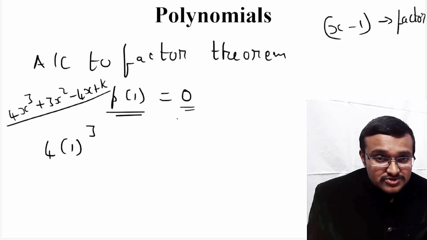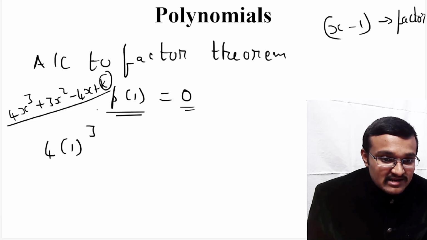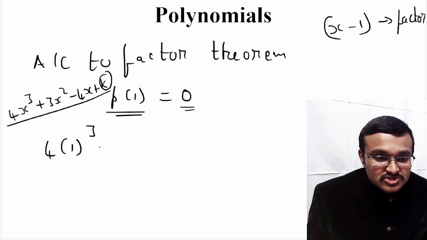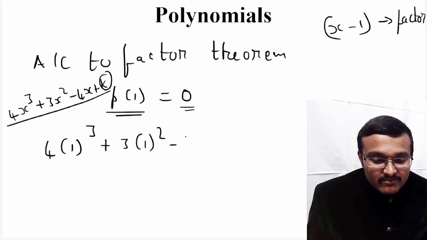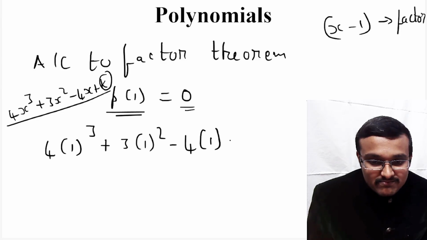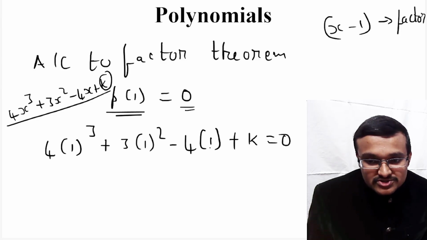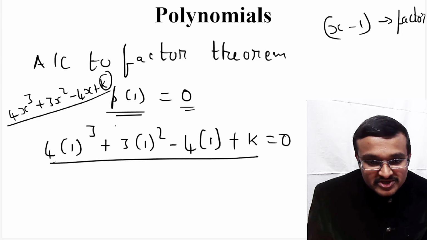So that is anyway equal to 0. Because we have to calculate the value of this particular k. So 4 of 1 cube plus 3 of 1 square minus 4 into 1 plus k is equal to 0. So this is P of 1, which is equal to 0.